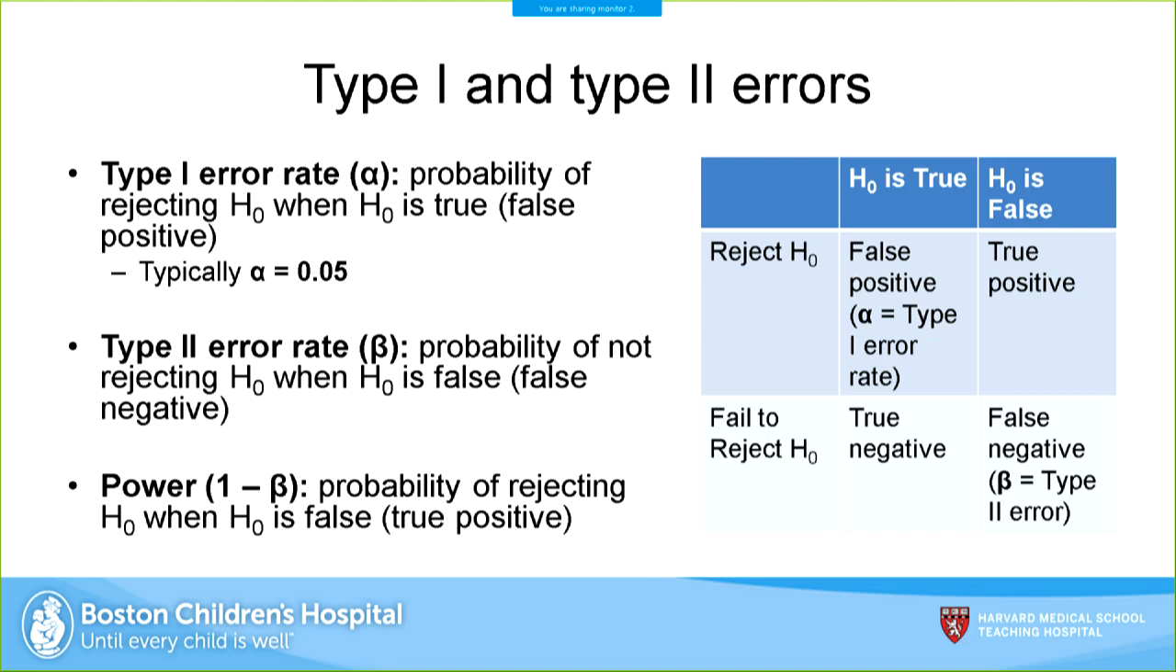The flip side is a false negative. So this is type 2 error. The probability of not rejecting the null hypothesis when the null hypothesis is false. So in our example, if there is truly a difference between the quality of life scores between the two groups, what is the chance that we will not declare it to be different? And type 2 error is tied to power, which is simply 1 minus the type 2 error rate. So power is simply the probability to detect a true positive.